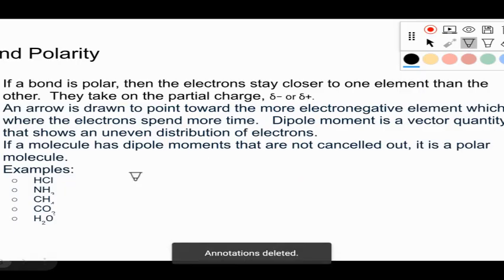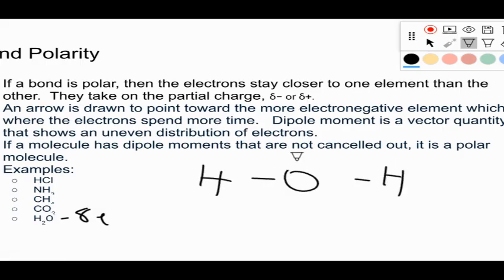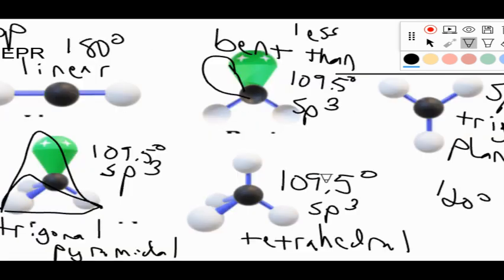Let's do our last example, H2O. So oxygen has 6, each hydrogen has 1, so I've got a total of 8 electrons. Oxygen's going to be my central atom. And I end up with 2, 4, 6, 8, and everything is happy. I have 2 shared domains, 2 unshared domains. So for shapes, this one is bent. 2 shared, 2 unshared.